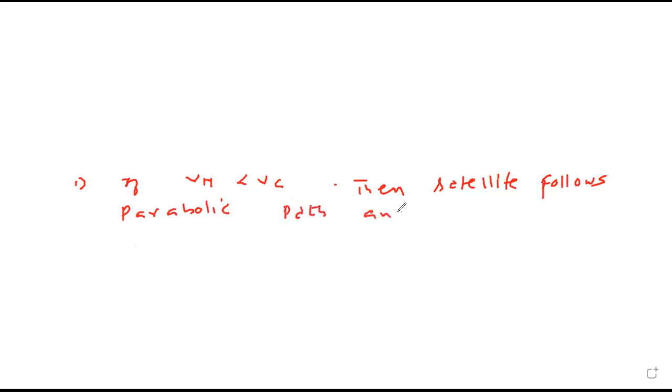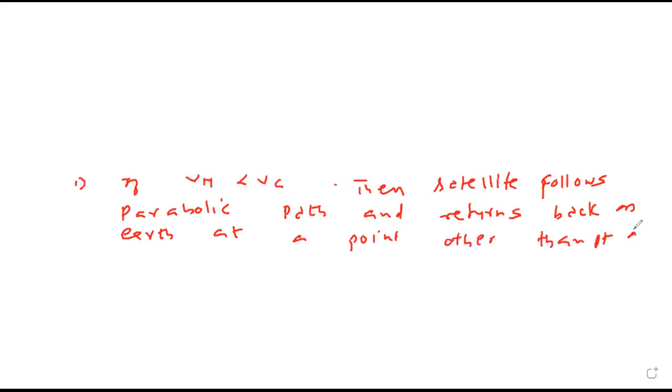If the horizontal velocity of projection is less than critical velocity, then the satellite follows a parabolic path and returns back on Earth at a point other than the point of projection.